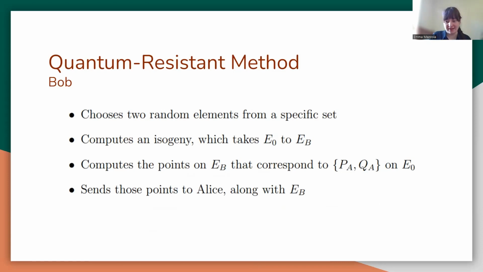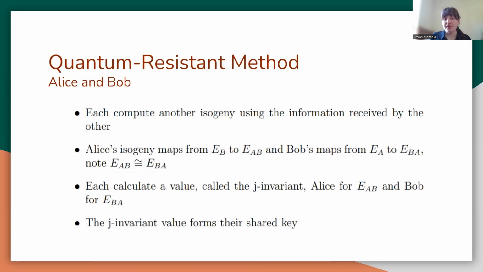And now here's where it all comes together. So now they both compute another isogeny, so another kind of mapping, using the information that they received from each other. And Alice's is going to map from E sub B, the curve that Bob sent her, to E sub AB. And Bob's is going to map from E sub A, the one Alice sent him, to E sub BA. And they are isomorphic, which just means that they're equivalent in some way, or it's a little bit beyond the scope of the presentation, but they're isomorphic.